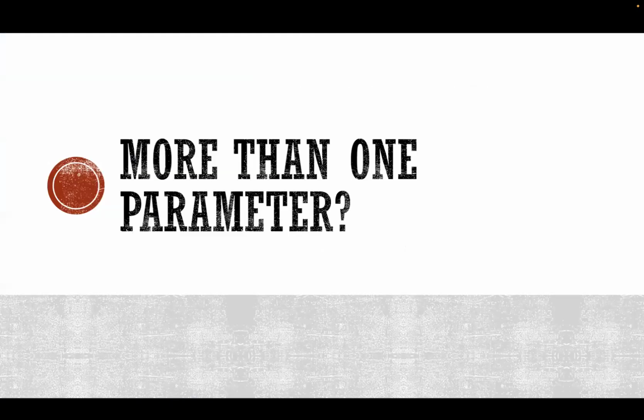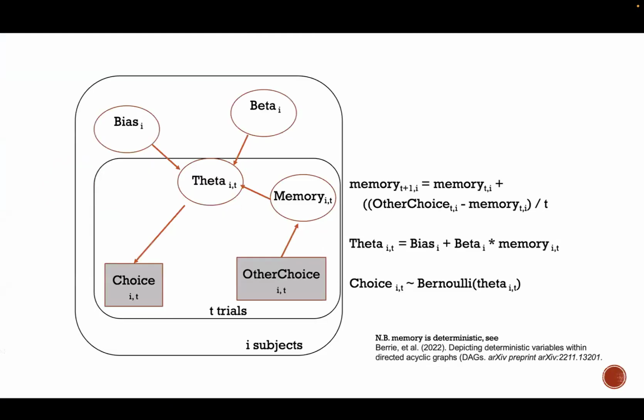Okay, so we have a whole 13 minutes, so we can actually look at what happens when we have more than one parameter. Here we have the memory model. We have the choice for participant I at times t, and the choice of the opponent for participant I at times t. Right? The other choice impacts memory. Memory impacts theta. Bias and beta impact theta.